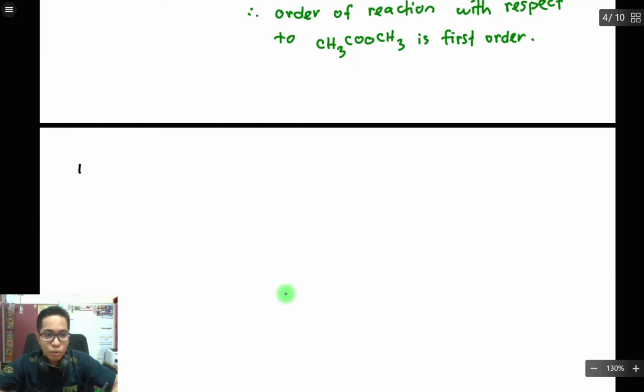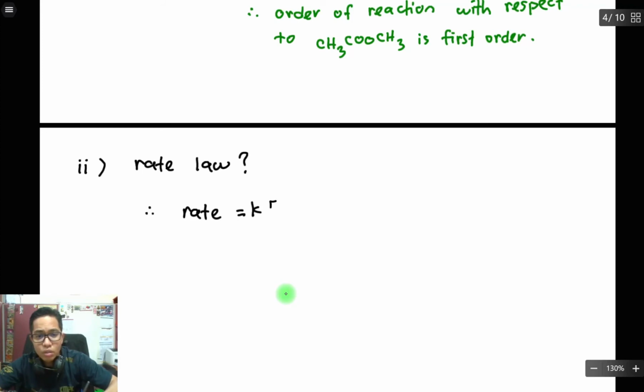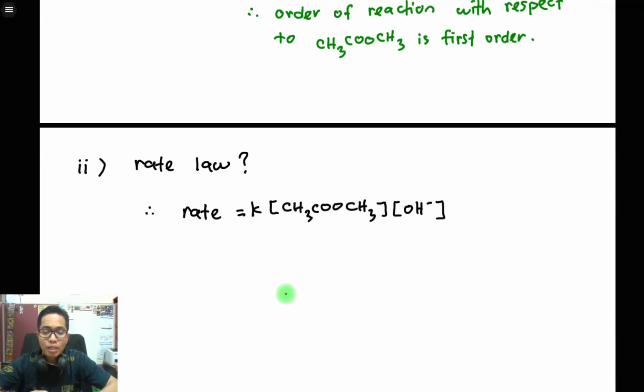Next, question number 2. The question asks to write the rate law for the reaction. So rate law. Okay. So di jawapan, rate equal to K concentration of CH3COOCH3 times concentration of OH minus. Since both are power of 1, so tak tulis pun tak apa. So the power of 1 is not necessary.